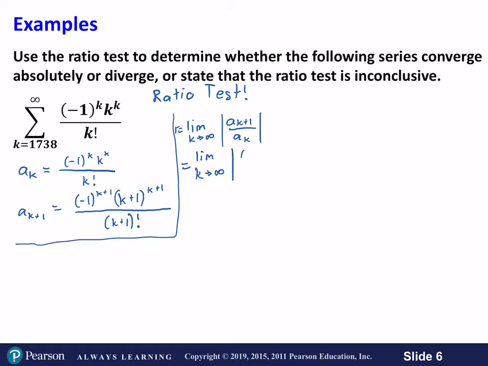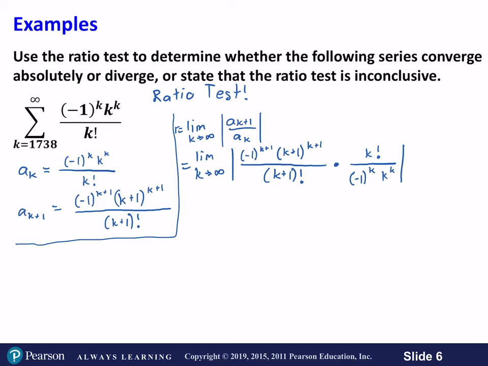A_{k+1} is this giant thing, (-1)^(k+1) times (k+1)^(k+1), divided by (k+1) factorial. And then if we divide by a_k, we're going to get k factorial over (-1)^k times k^k.